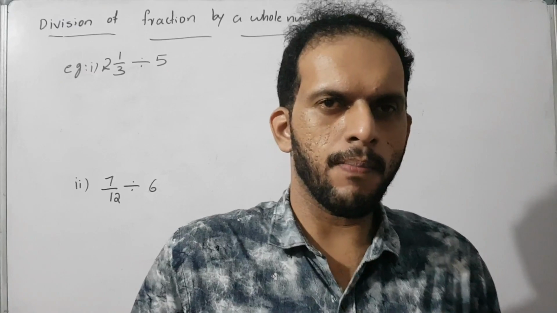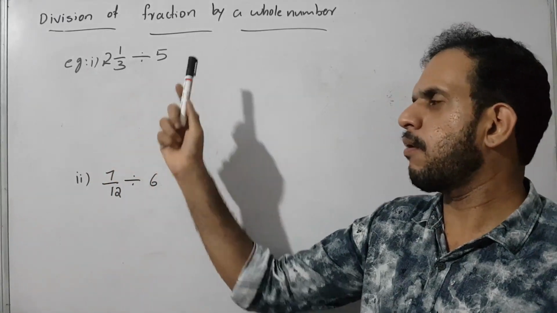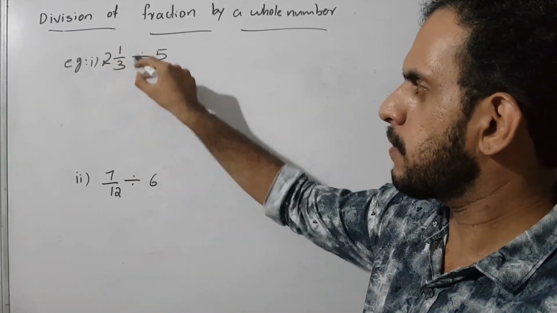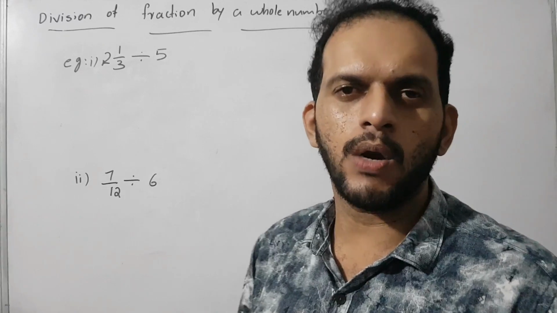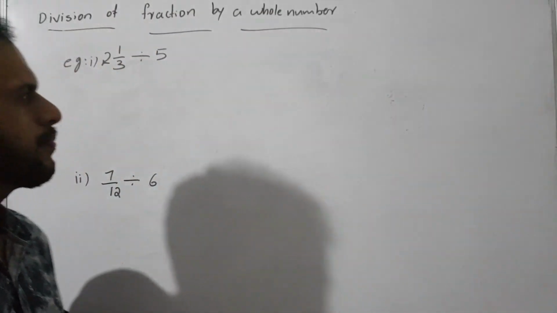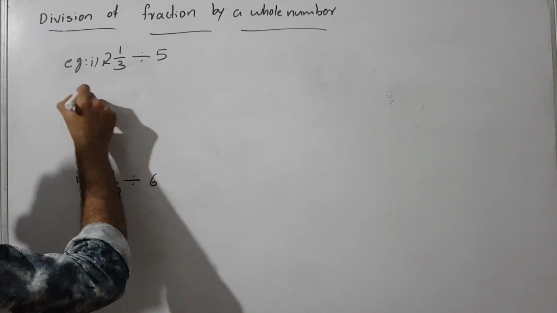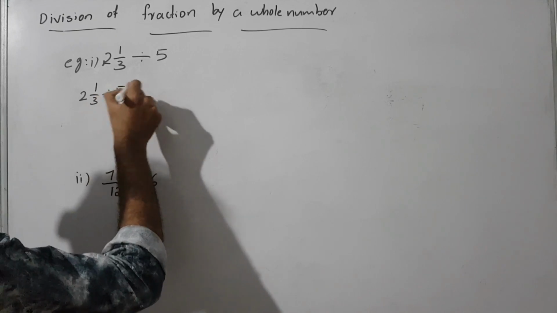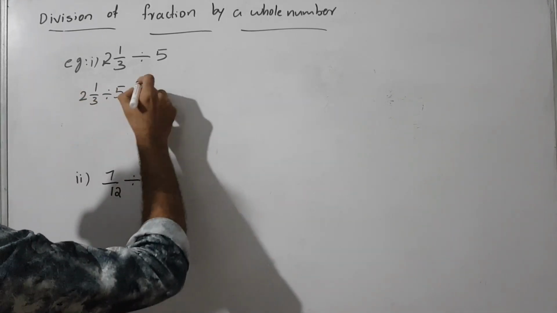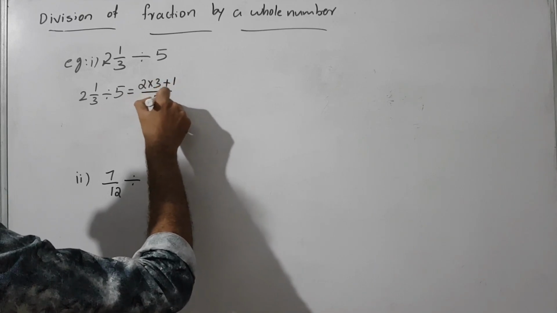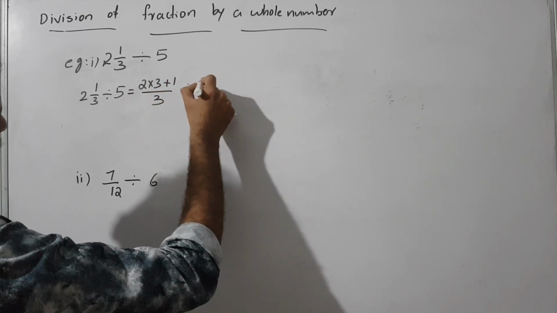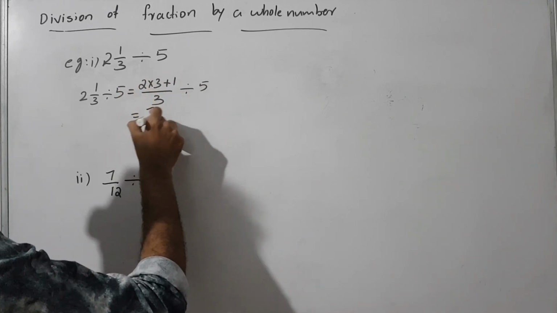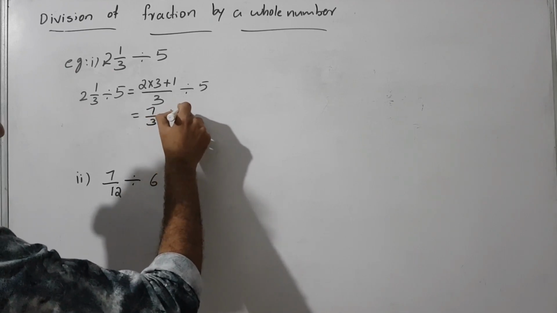Here we are discussing two examples. We are dividing a fraction by a whole number. The first one is a mixed fraction, so the first step is to convert it into an improper fraction. Then, 2 1 by 3 divided by 5 is equal to 2 into 3 plus 1 by 3 divided by 5. 2 into 3 is 6, 6 plus 1 is 7. 7 by 3 divided by 5.